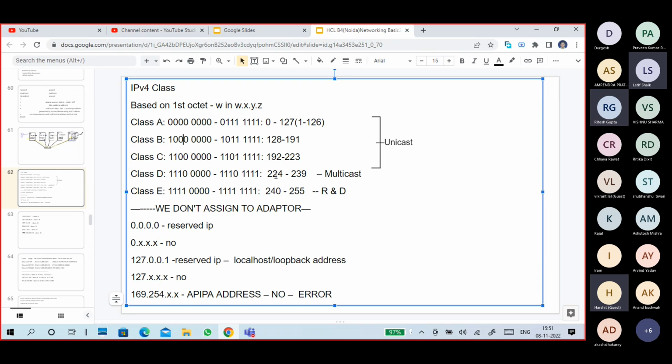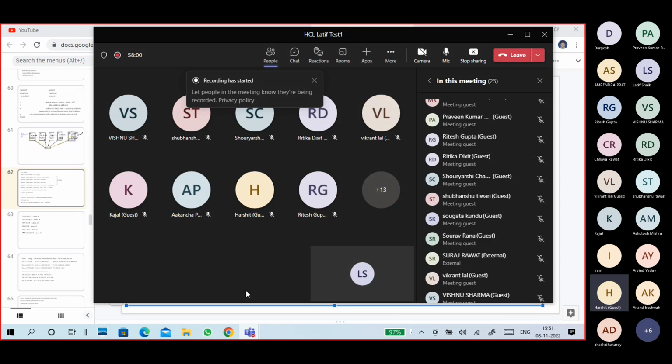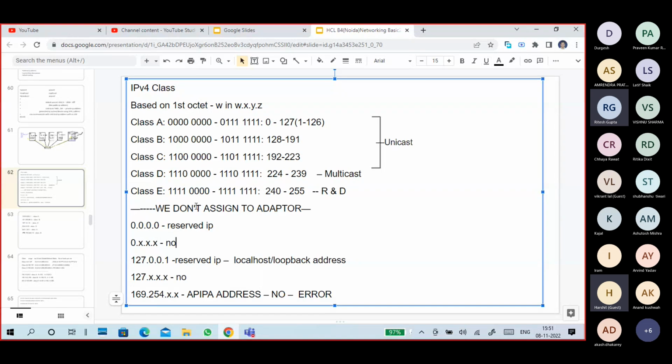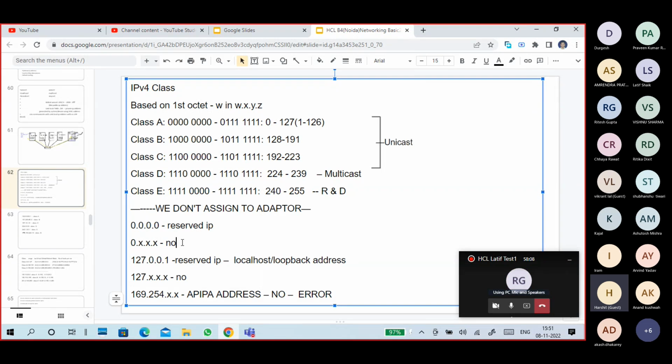Of course, there is a reason why, because of 0.0.0.0. It is a reserved IP address, and that entire 0 series we are not using. 0.0.0.0 is used in DHCP client to server communication. In some default routing we also use it. Anyway, it becomes reserved.